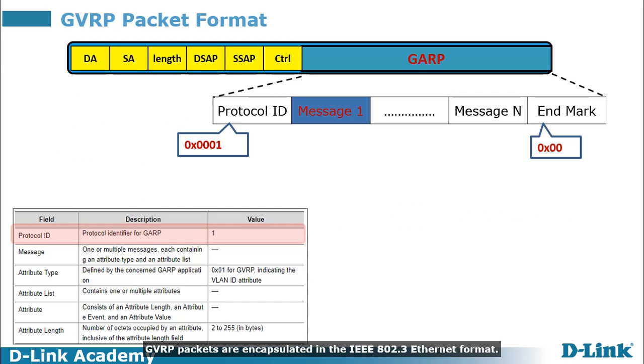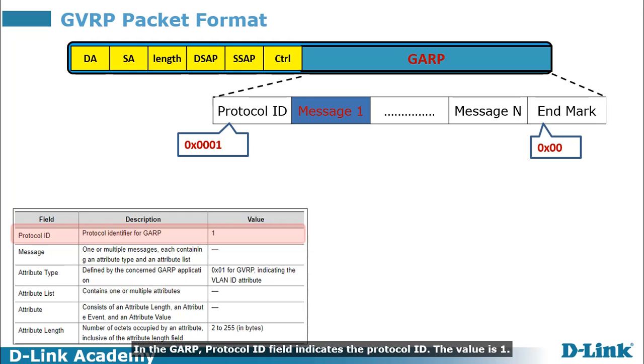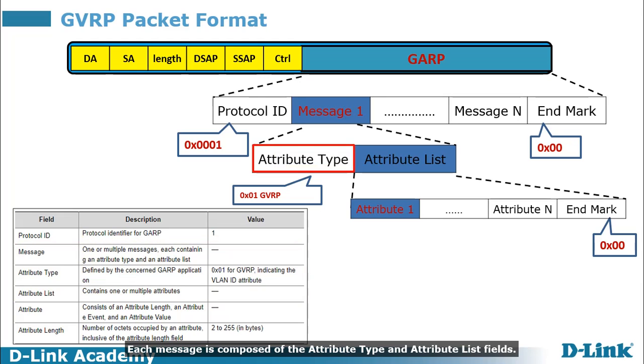GVRP packets are encapsulated in the IEEE 802.3 Ethernet format. In the GVRP packet, the protocol ID field indicates the protocol ID. The value is 1. The message field indicates the messages in the packet. Each message is composed of the attribute type and the attribute list fields.